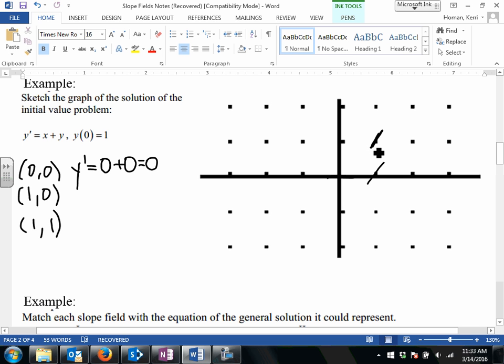I want you to fill out the slope field. Take a coordinate, plug it into x plus y, and that gives you your slope.